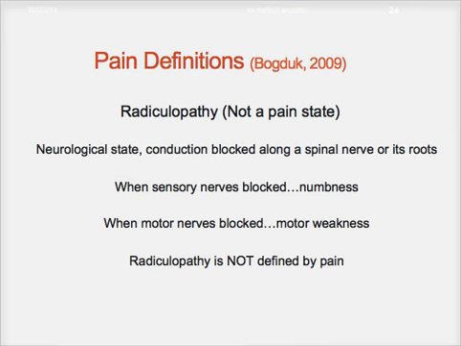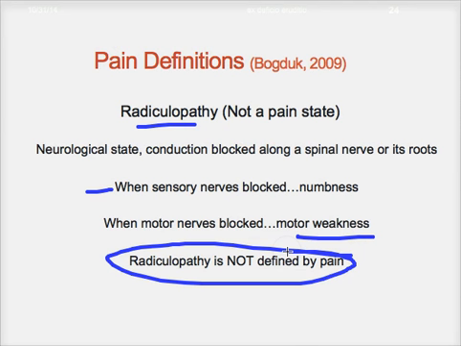Very important to understand is that radiculopathy at the heart simply means pathology of the nerve root. It is not a pain state. Radiculopathy will lose motor function and you'll lose sensory function related to the function and the context of that nerve. When you block the sensory nerves, numbness. When you block the motor nerves, motor weakness. Radiculopathy is not defined by pain, but please don't take that to mean that radiculopathy is not associated with pain.